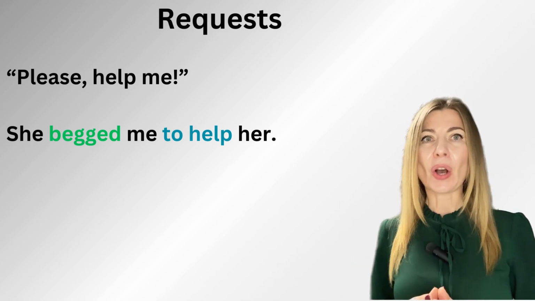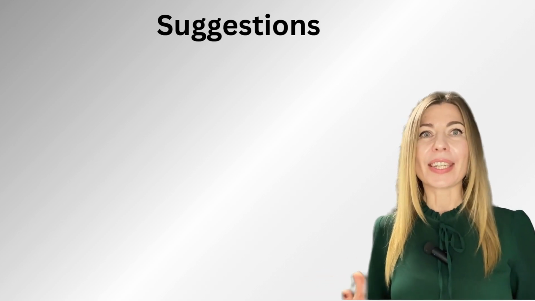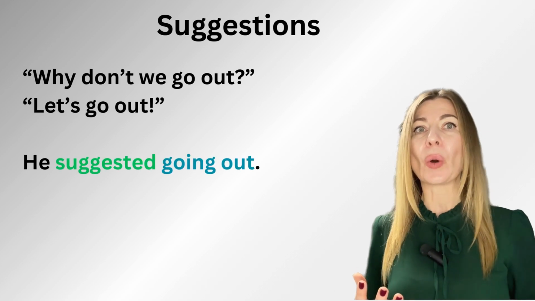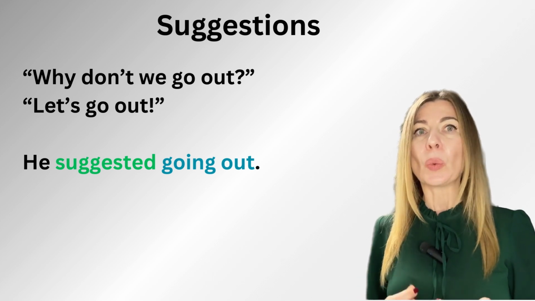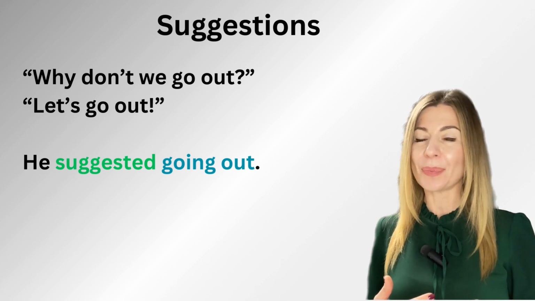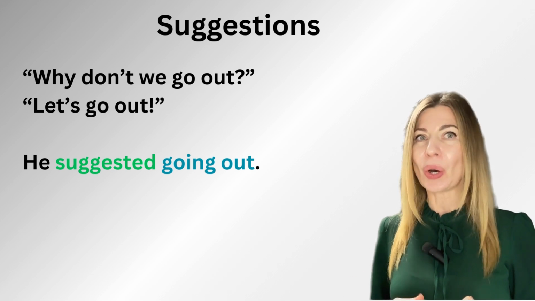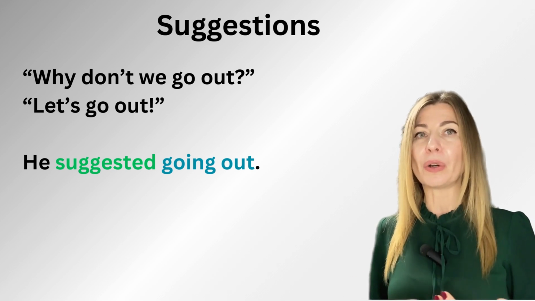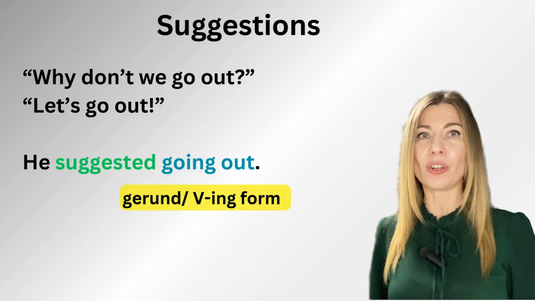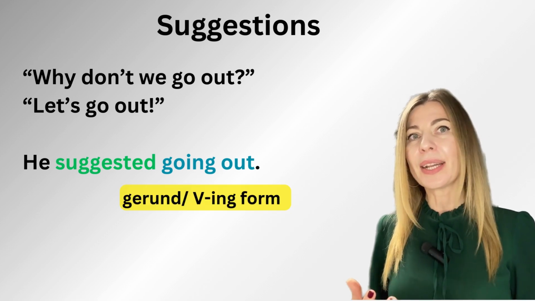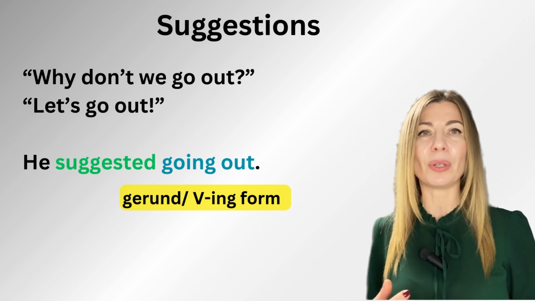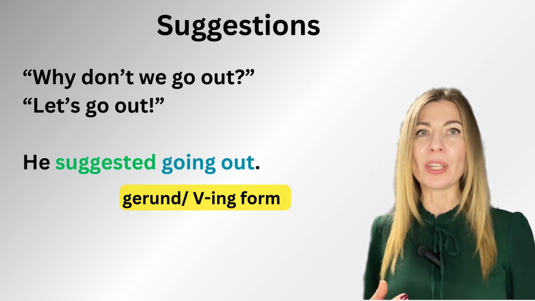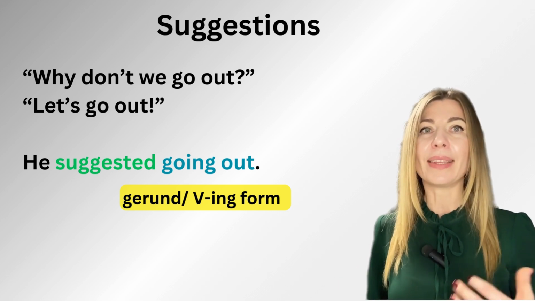And finally, let's talk about suggestions. When I speak about suggestions, I mean sentences like, why don't we go out? Or let's go out. To report such sentences, we simply can use the verb suggest. And he suggested going out. As you can see, after the verb to suggest, we use a gerund form. So as you can guess probably from these examples, there are different structures that can be used in reported speech, and I will cover more in the next video.